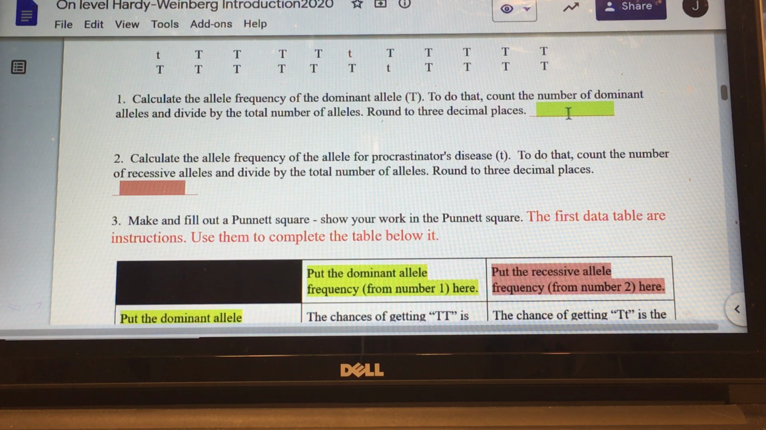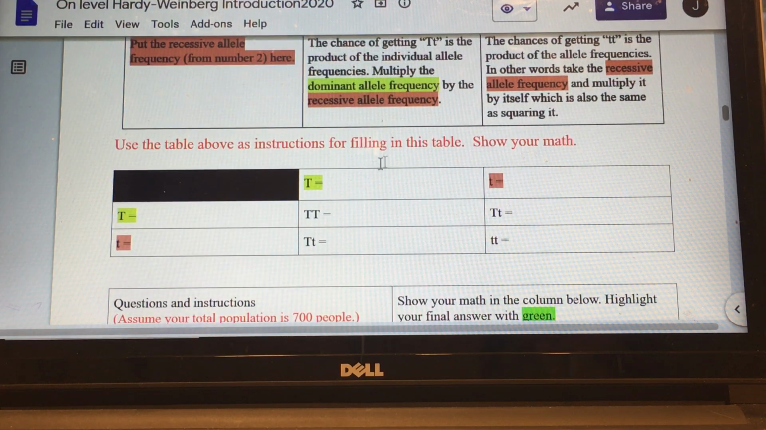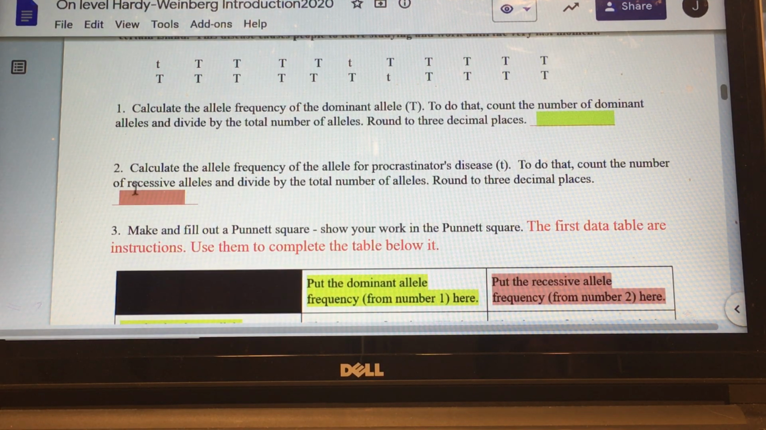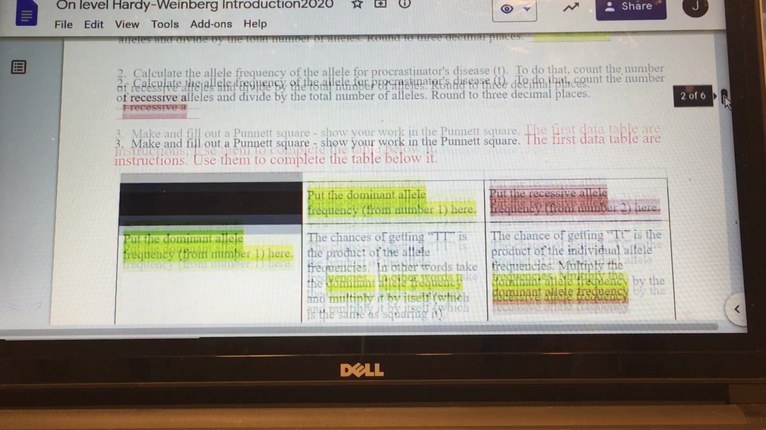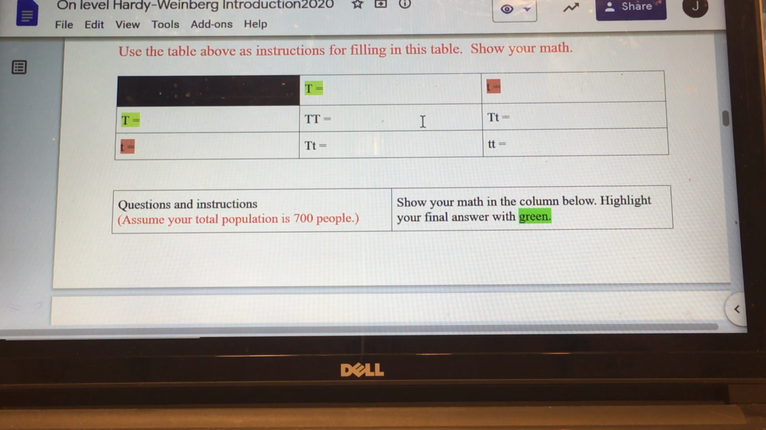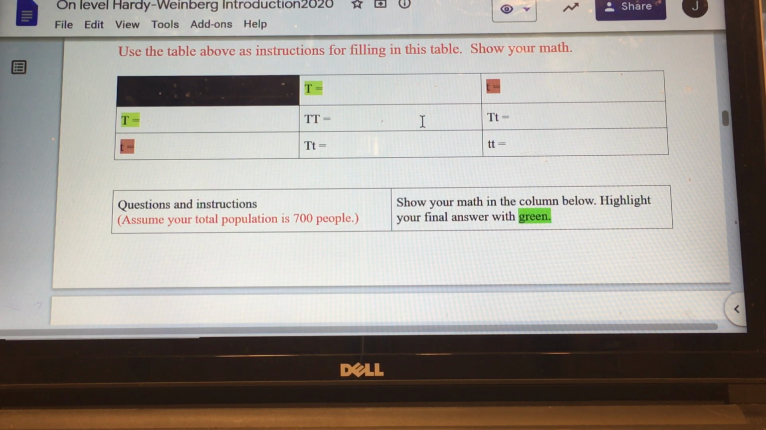So whenever you get your yellow answer, your yellow allele frequencies go here and here. And when you get your pink allele frequencies, which is your recessive allele frequencies, from number 2, from right here, you will just place those allele frequencies here and here. And then you're just multiplying them together. And the reason this works is because if you want to know the chances of inheriting two alleles together, it's the product of their individual chances. So product means multiply. So you're just multiplying the decimals here.